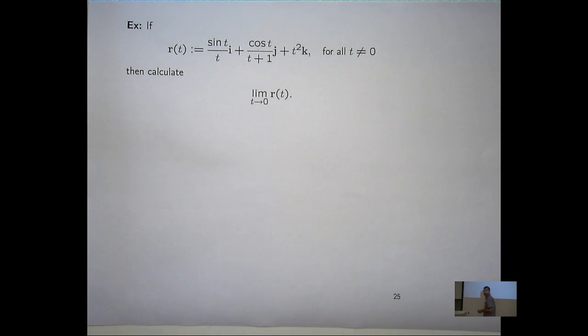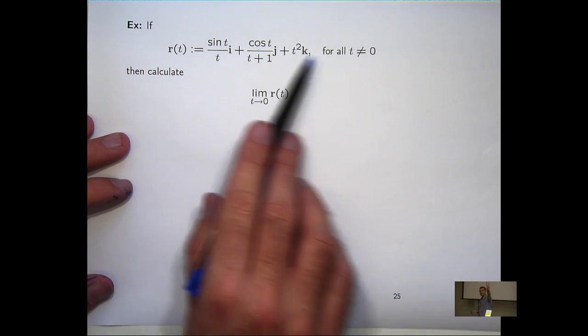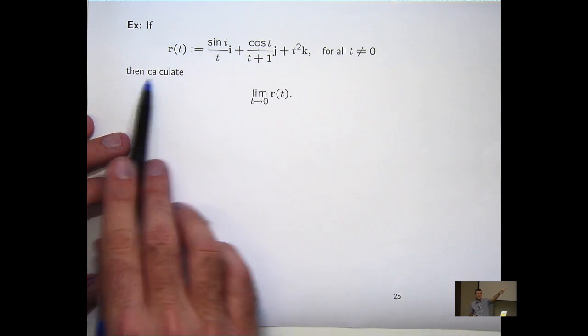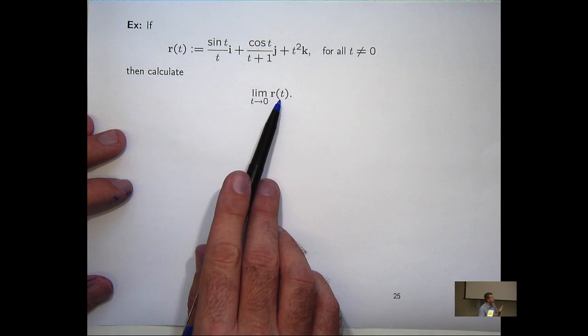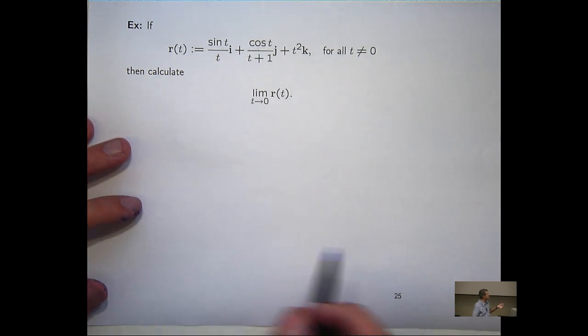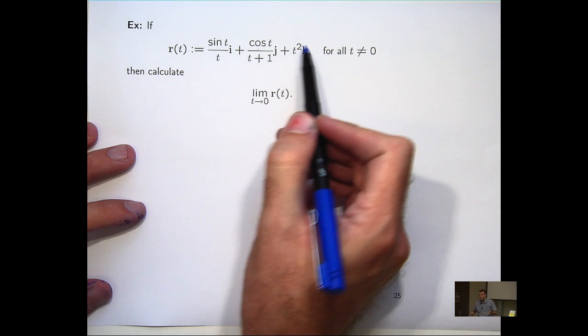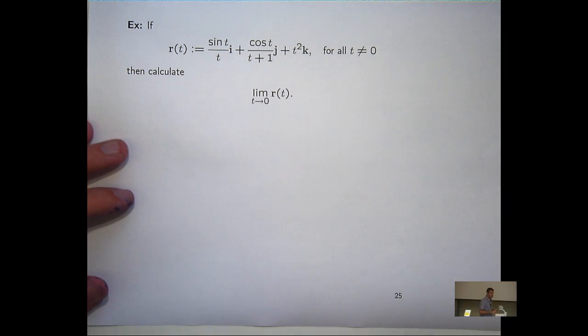So let's have a look at a problem and see how we can solve it just using the limits of the component function. So here's an example. Our vector valued function is defined in this way. For all t not equal to 0, calculate the limit of the vector valued function as t approaches 0. So how do we do it? Well, it's just a matter of taking the limits of each component function.